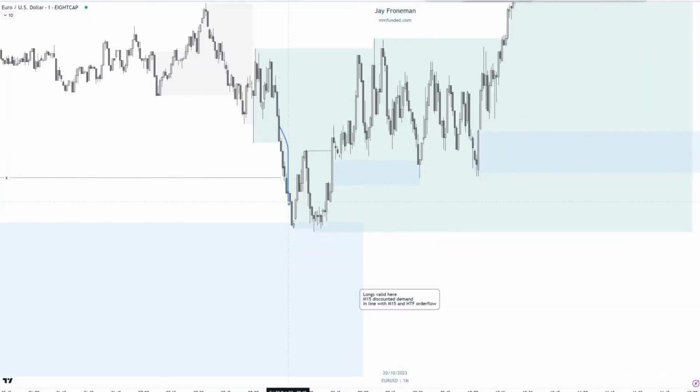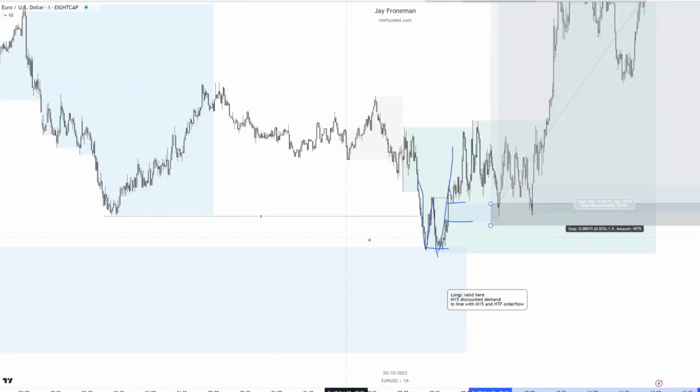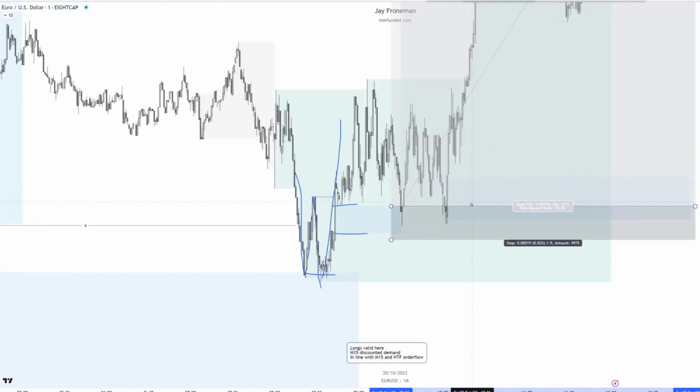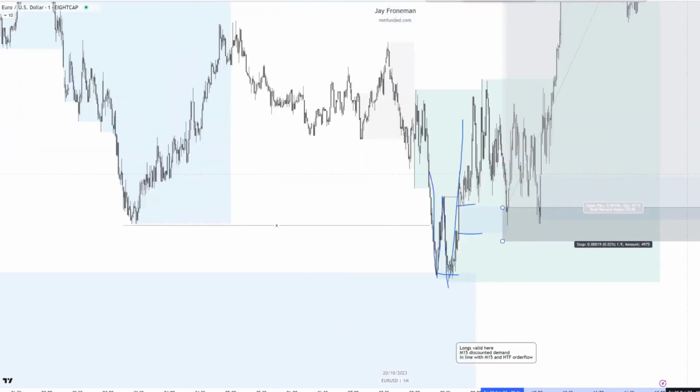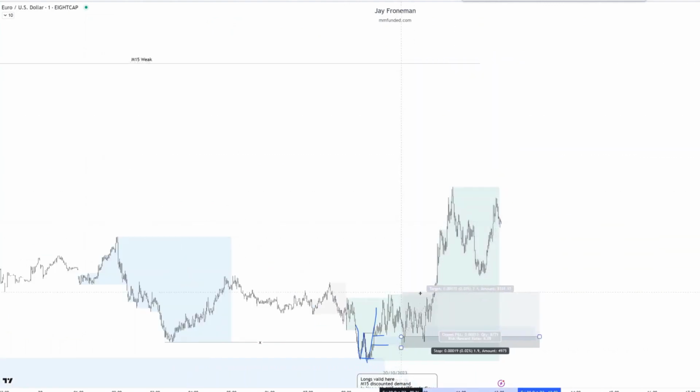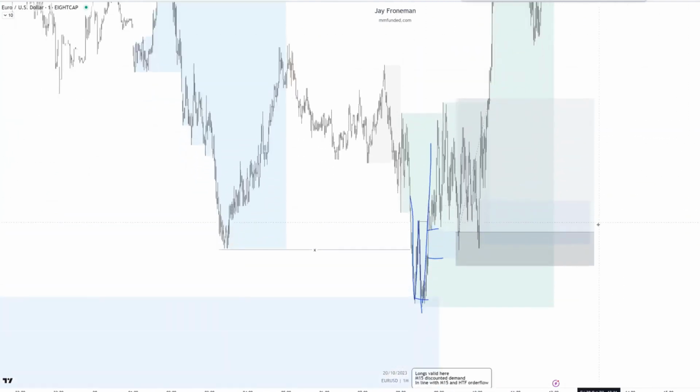We had the mitigation of this SND zone. We had a reaction, a sweep of this low, the displacement and market structure shift with a fair value gap, which in this example, after the Asia sweep into the higher time frame POI being our demand zone, we had that displacement fair value gap, which gave good opportunity for longs to even potentially target the M15 weak highs, or if you're a more mechanical trader, targeting a mechanical fixed risk to reward.